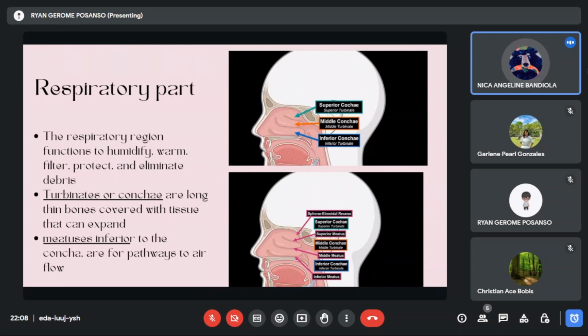The nasal cavity has turbinates or conchae that are long, thin bones covered with tissue that can expand. Meatuses inferior to the concha are the pathways to airflow.